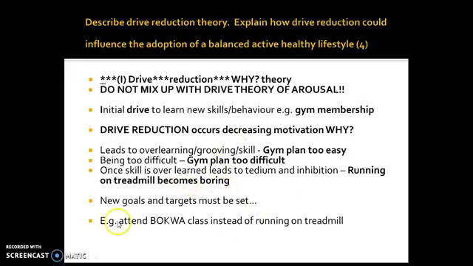Now, the key thing behind the drive reduction theory is that you can set new targets and goals to ignite that drive to learn new behaviors. For example, instead of doing treadmill running, you could attend a Bokwa class, and that could be something coming from a significant other, such as a personal trainer. So they are your key questions for skill acquisition, or acquiring movement skills. That's that for now. They're the things you need to prepare for revision session 1.